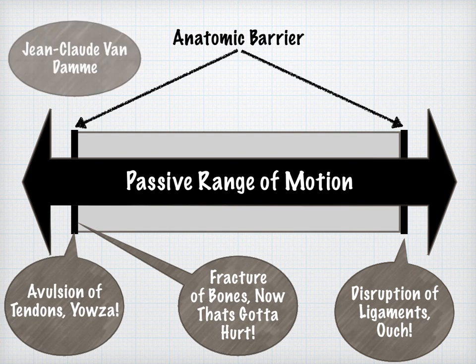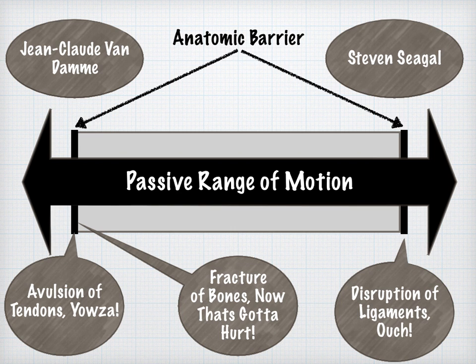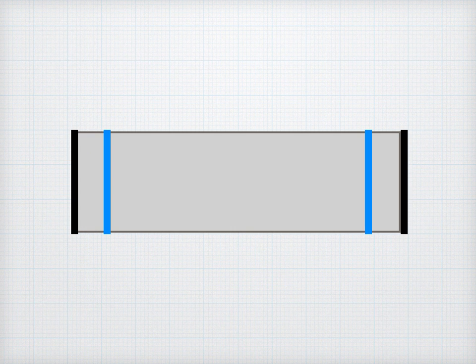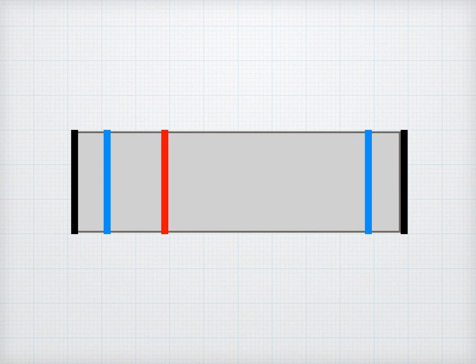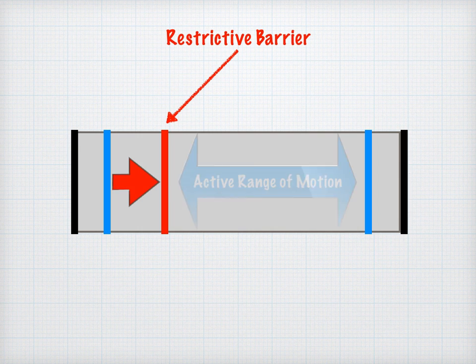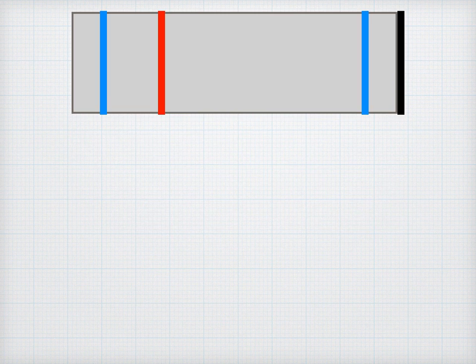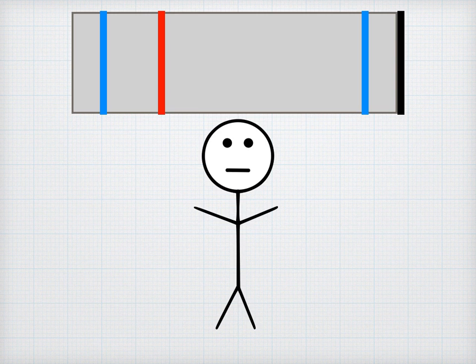Think of a Jean-Claude Van Damme or Steven Seagal movie. The second is the physiologic barrier. This barrier is the active range of motion permitted by the joint. If somatic dysfunction is present, then a third barrier occurs, the restrictive barrier. This barrier is a dysfunctional limit that narrows the normal physiologic range. It is the restrictive barrier that is sought out and targeted directly with HVLA technique.